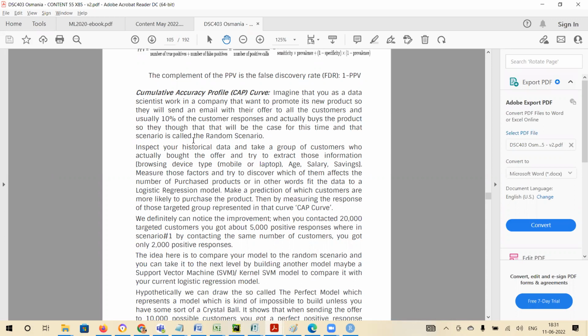PPV, accuracy, sensitivity, misclassification rate, specificity. These are some of the metrics that you will use to evaluate the model.